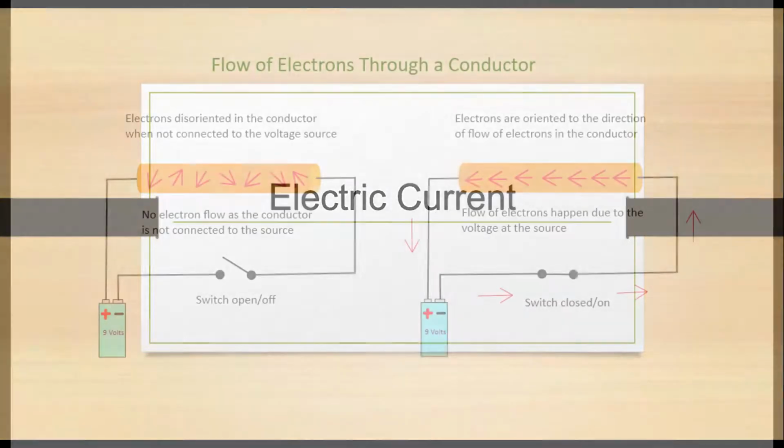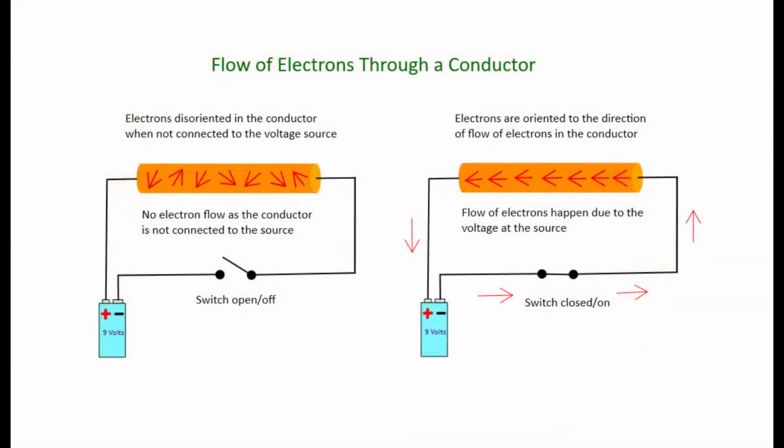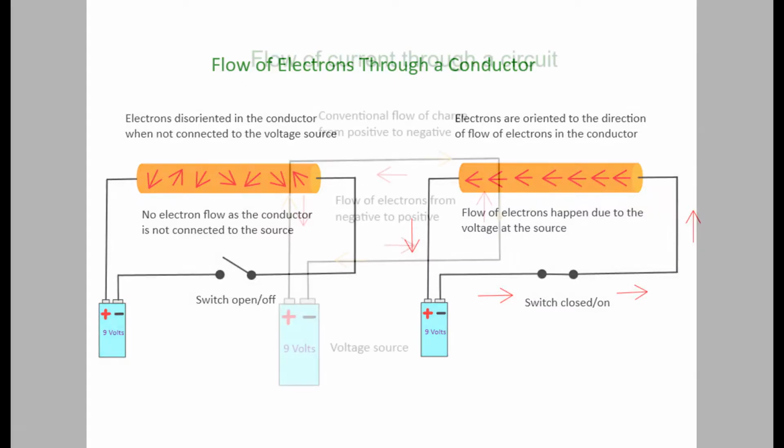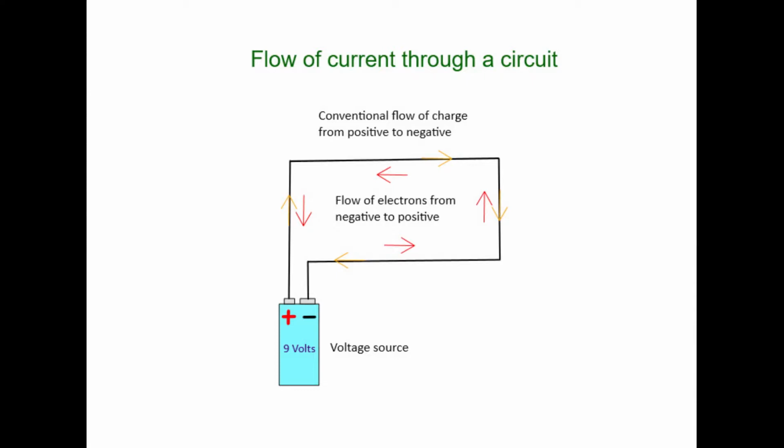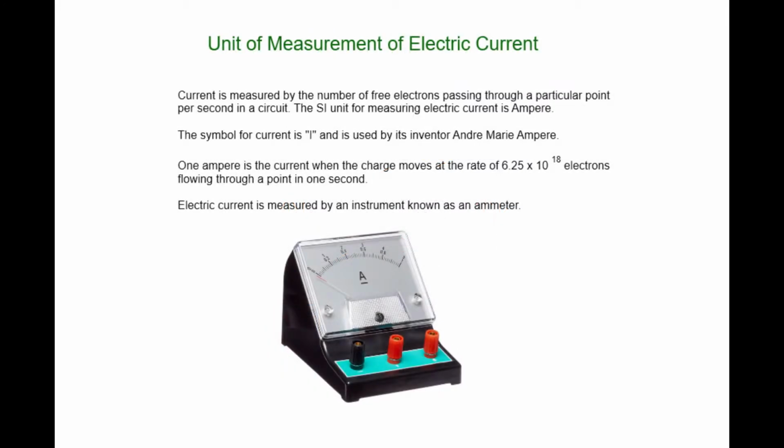Electric current. The flow of electric charge in the form of free electrons is called an electric current. The charge is carried by moving electrons in a wire, movement of ions in an electrolyte, or by both ions and electrons as in plasma. Current is measured by the number of free electrons passing through a particular point per second in a circuit. Flow of charge per second is the amount of electric current.